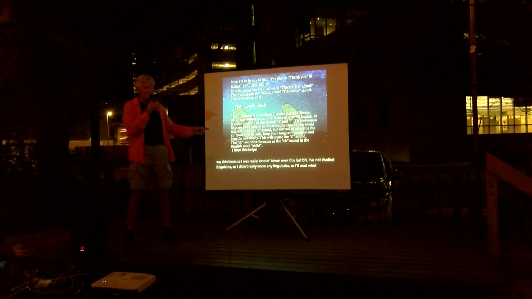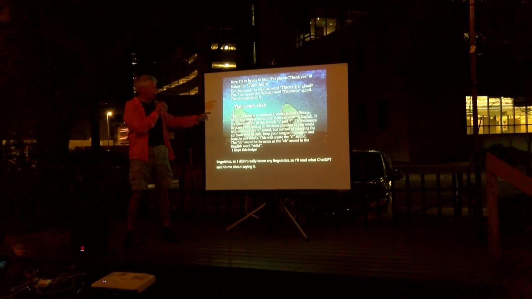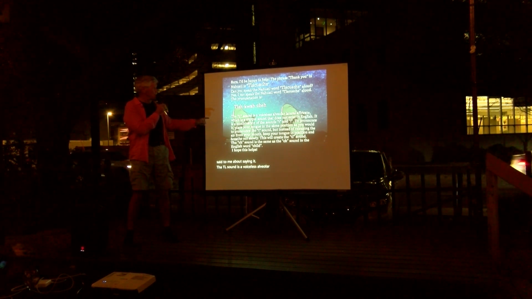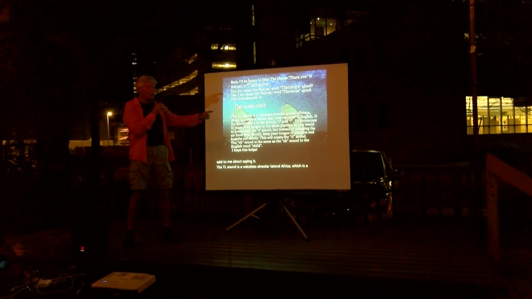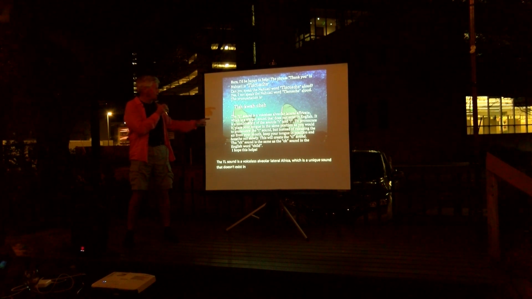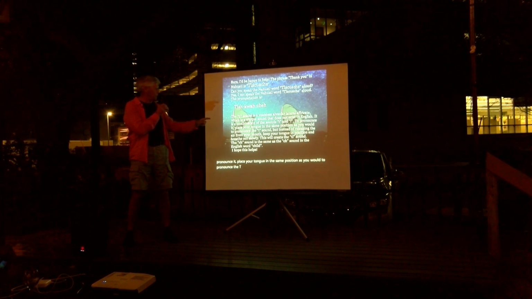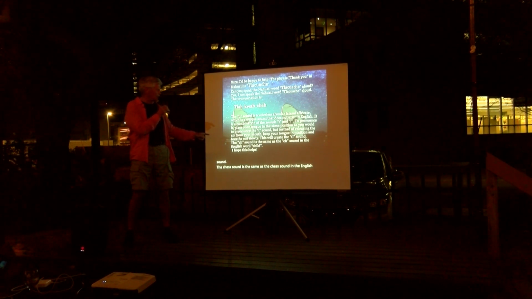ChatGPT said to me about saying it. The TL sound is a voiceless alveolar lateral affricate, which is a unique sound that does not exist in English. It is a combination of the sounds T and L. To pronounce it, place your tongue in the same position as you would to pronounce the T sound, but instead of releasing air from your mouth, keep your tongue in position and breathe out slowly. This will create the TL sound. The ch sound is the same as the ch sound in the English word child. I hope this helps.